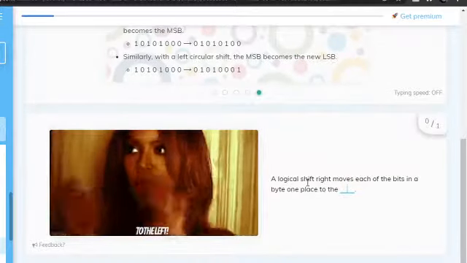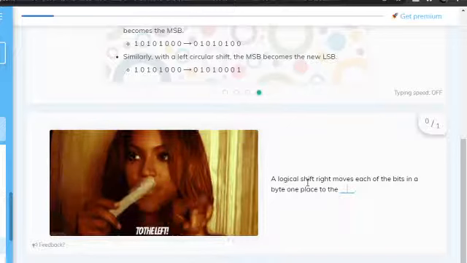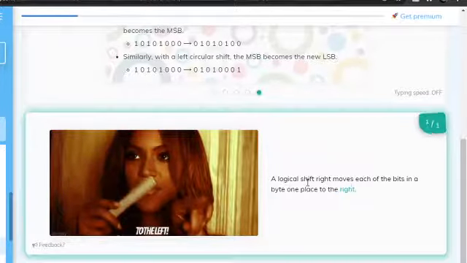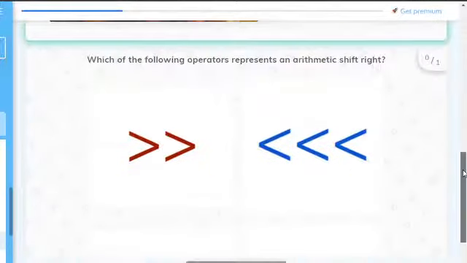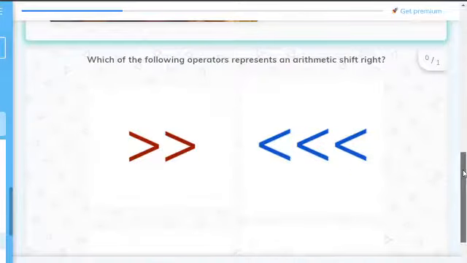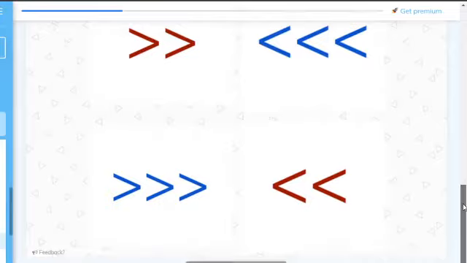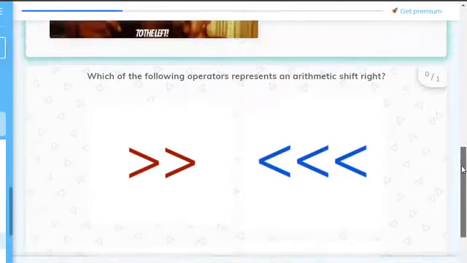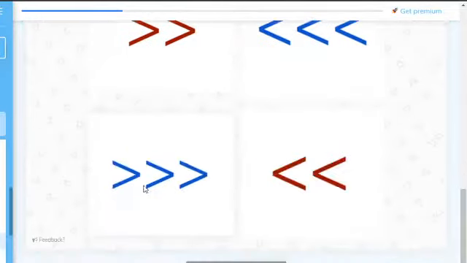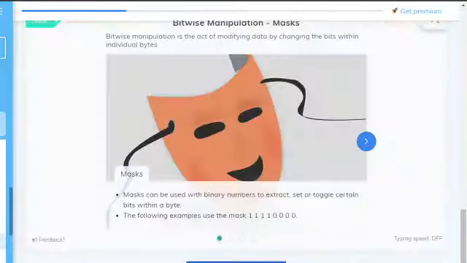So logical shift right moves each of the bits in a byte one place to the right. If you're telling me I'm wrong, though, I will throw something at you. So, what is this? Arithmetic shift right. Why are there arrows here? Arithmetic shift right, so right is going this way, so that one, sure. Screw this, doesn't matter.